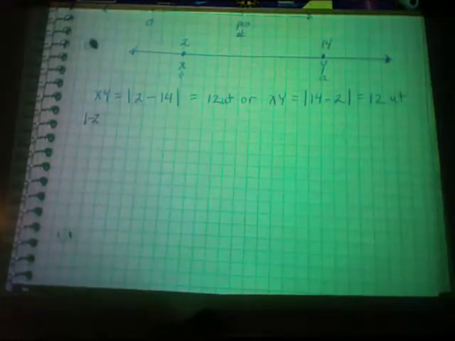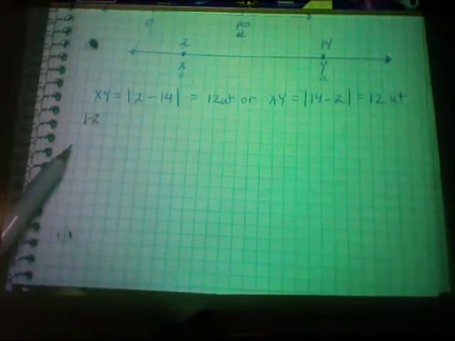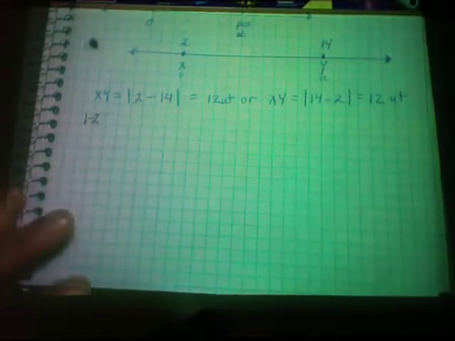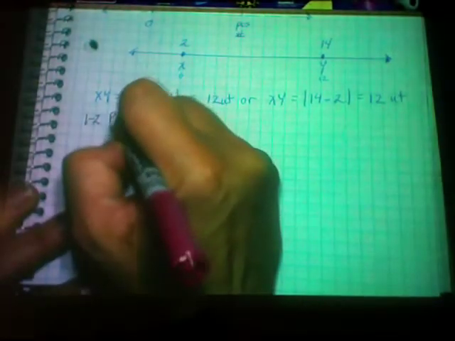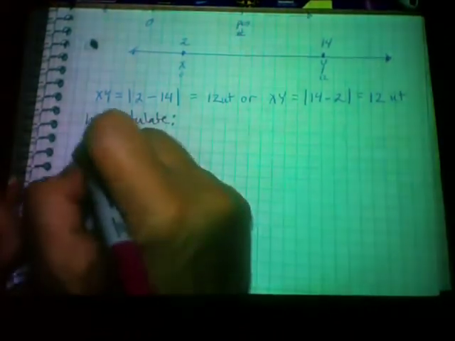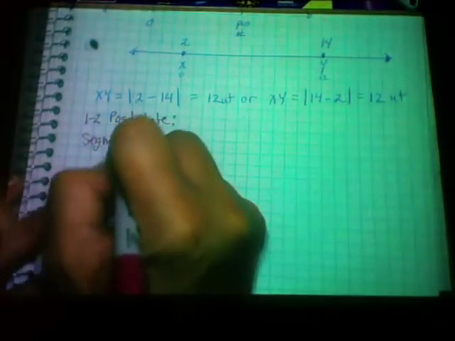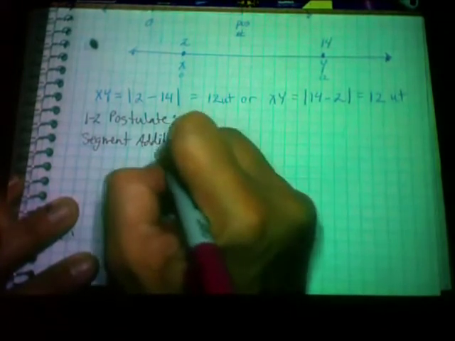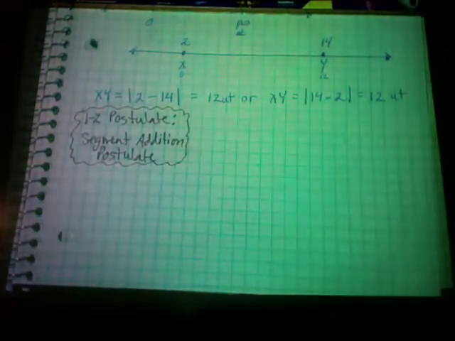What if you go to another school that has a different textbook? Are they going to call it postulate 1-2? Nope. They'll call it something else. So don't memorize numbers. What I do want you to do, if it has a name, is memorize the name. This one actually has a name. It's called the segment addition postulate. And it's used often. We will use this all the time.